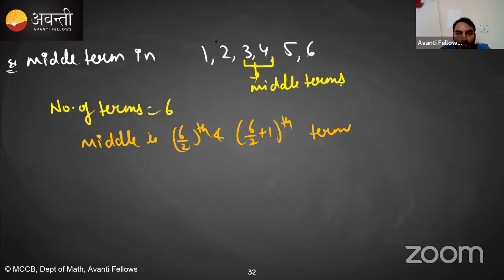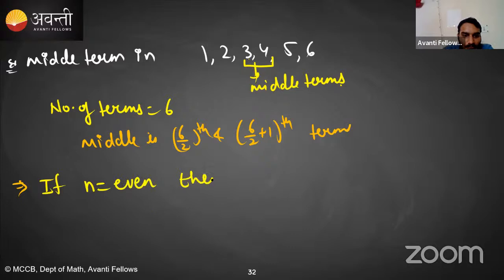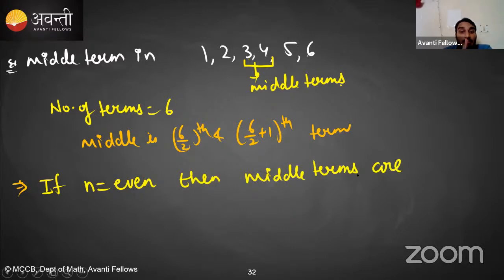Yes, very good, Namrata. Is that clear? So, it implies n by 2 and n by 2 plus 1. Very good. So, it implies if n is equal to even, then middle terms are. Why am I writing plural? Because there will be two middle terms. So that's why I'm writing it.